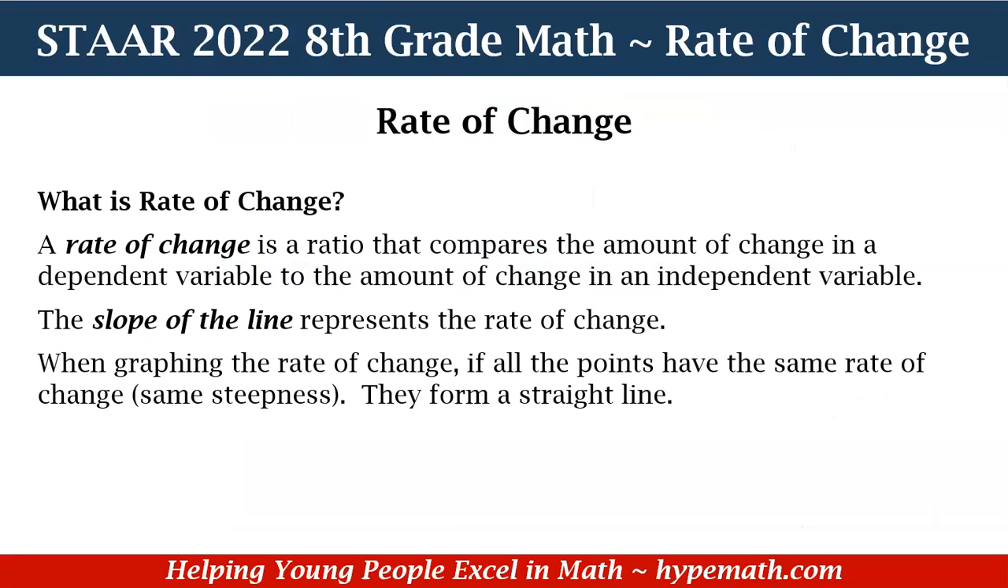Let's talk about rate of change. A rate of change is a ratio that compares the amount of change in a dependent variable to the amount of change in an independent variable. The slope of the line represents the rate of change. When graphing the rate of change, if all the points have the same rate of change, which means the same steepness, they form a straight line.